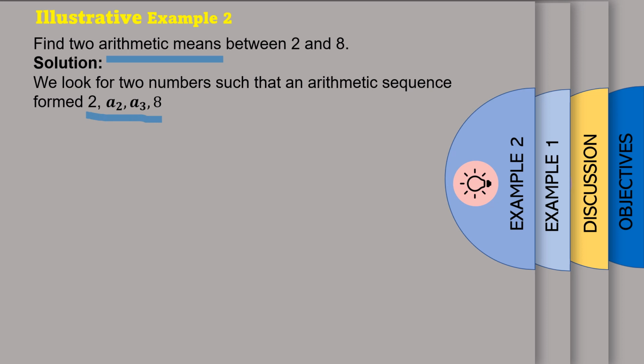So, this is what it will look like. Okay? So, 2, then 8. So, there are 2 arithmetic means between 2 and 8. So, this is it. Let's illustrate it this way. So, again, we're looking for a sub 2 and a sub 3, because 2 is our first term and 8 is our last term. So there are two missing terms between them. So that will be our second and third term, which we also call the arithmetic means, because these are the terms between the two given terms.